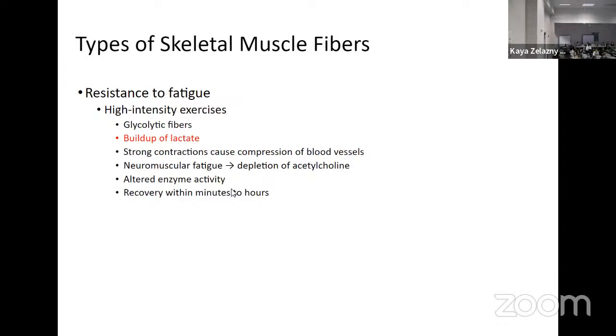We also see alterations to enzyme activity here in high intensity exercise. And in general, our recovery from these exercises takes minutes to hours.